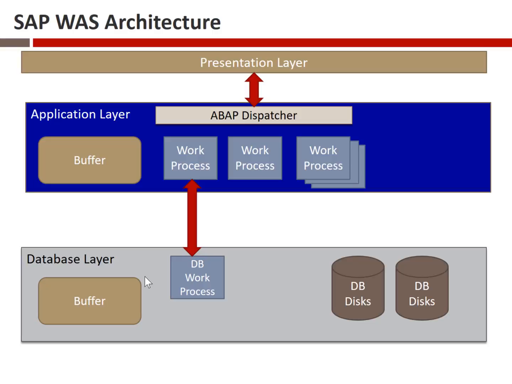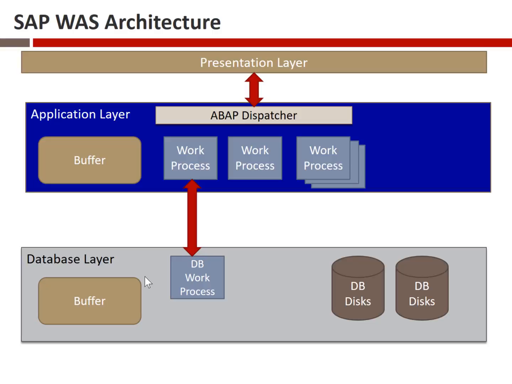You'll notice that both the application layer and the database layer are buffered. That's to give us performance speed. Generally speaking, a buffered read from the database server will happen at a rate of 0.1 milliseconds per database record.